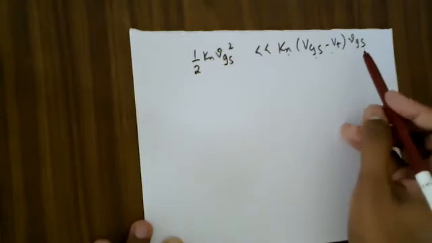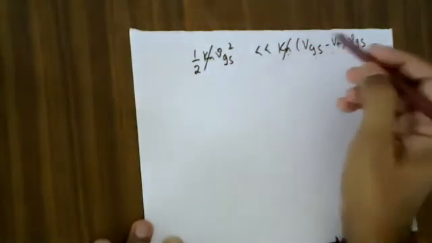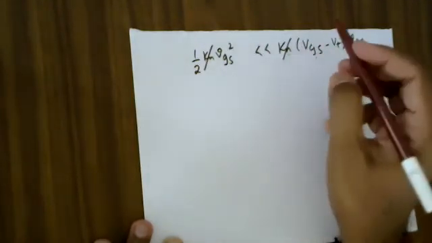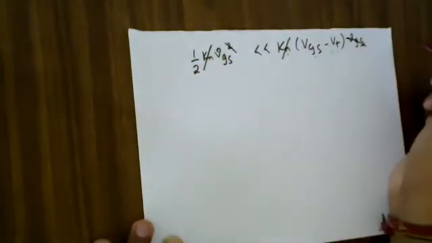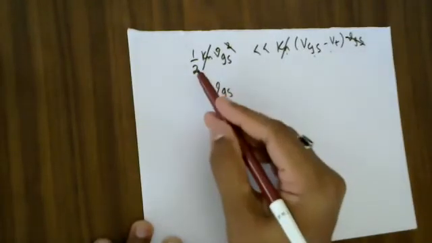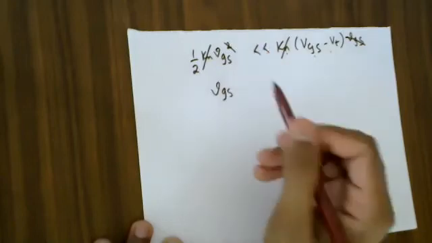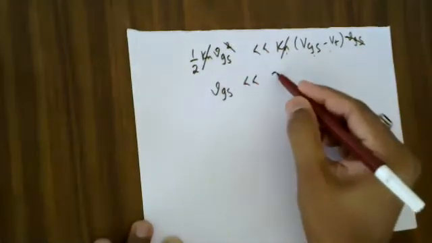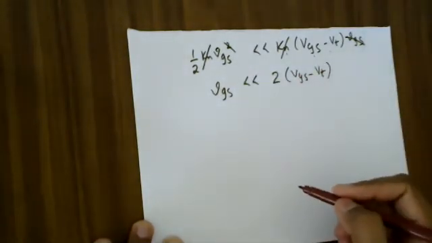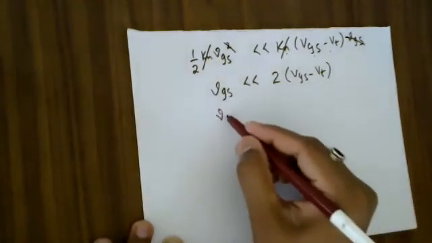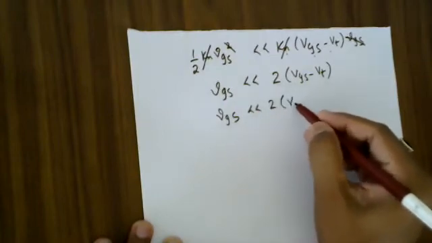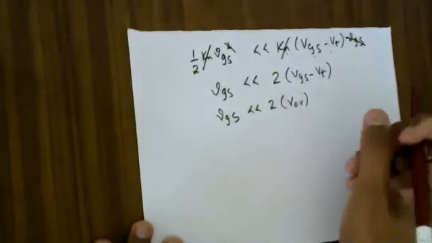Now, what do I need to do? Kn on each side will get cancelled. One vgs from this side and one vgs from that side will get cancelled. What is left is vgs, and I'll send this 2 from the LHS to the RHS. It will be much less than 2 times (VGS minus VT). It simply means this vgs should be much less than 2 times VOV, 2 times the overdrive voltage.